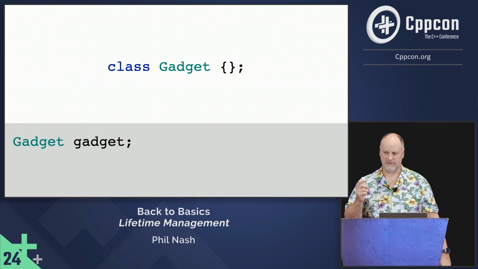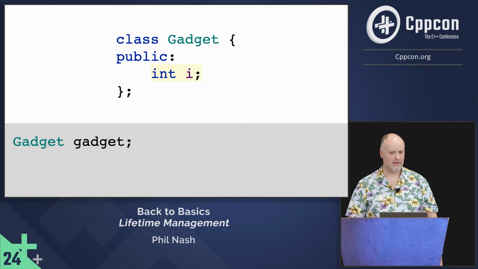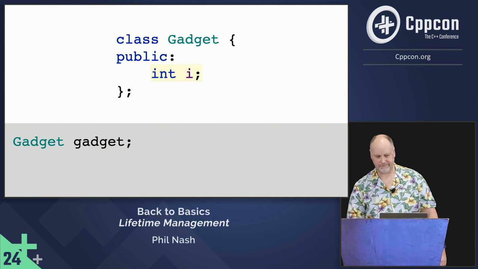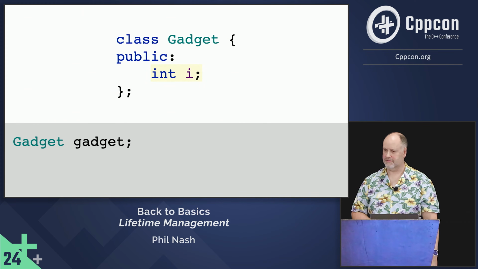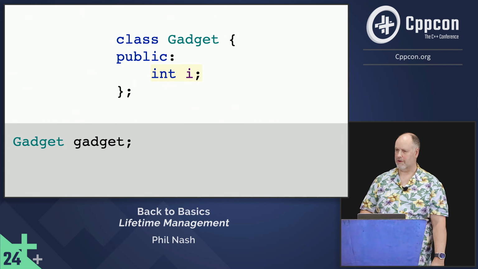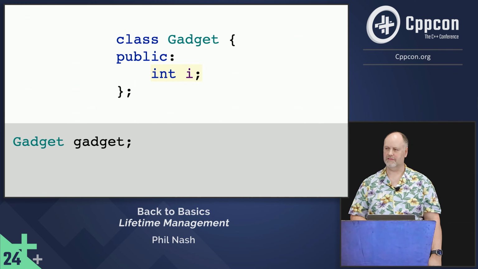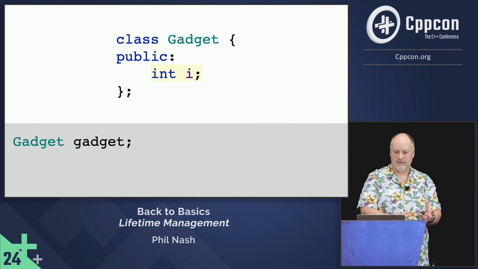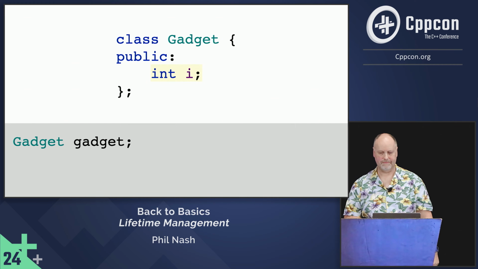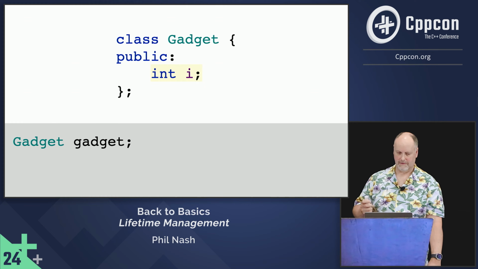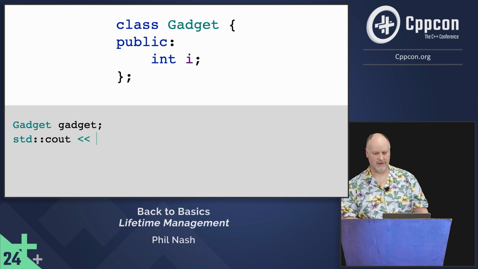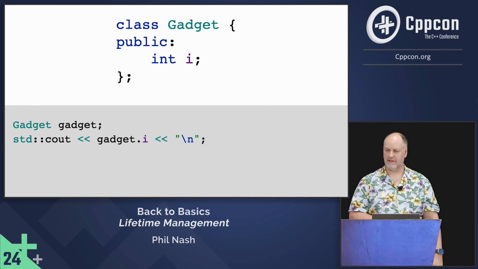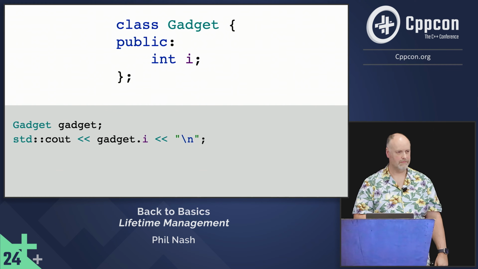But not very useful. So let's give it a data member, an integer. Again, we know how ints work. So we also know now how our gadget type works, because it effectively inherits what it can do from the integer. What do I mean by that? Well, let's ask the gadget what the value of its integer is and try to print it out to a string.